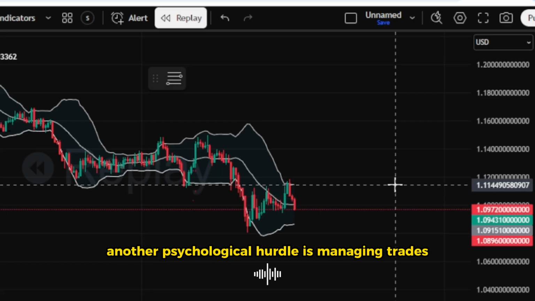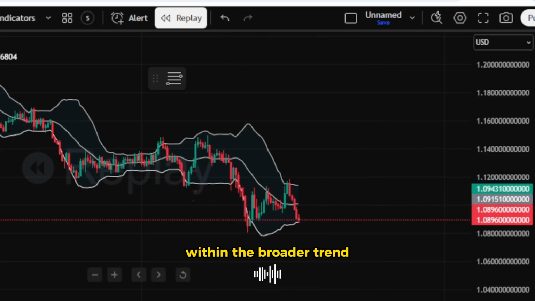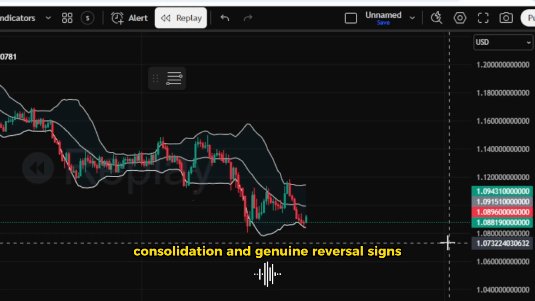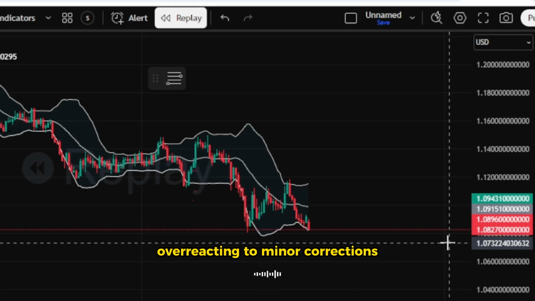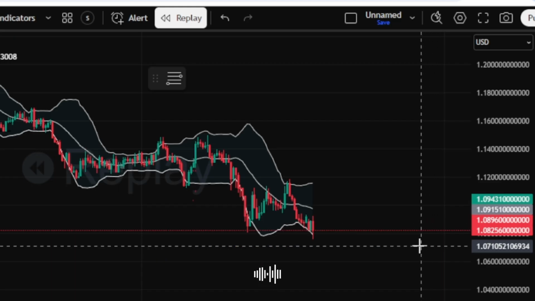Another psychological hurdle is managing trades through inevitable noise or pullbacks within the broader trend. Traders must differentiate between normal consolidation and genuine reversal signs. Overreacting to minor corrections often results in missed opportunities or unnecessary exits.